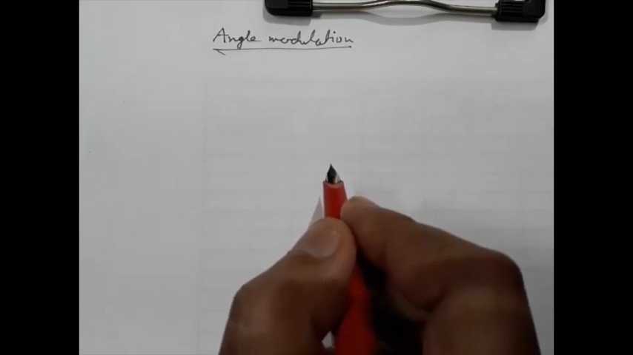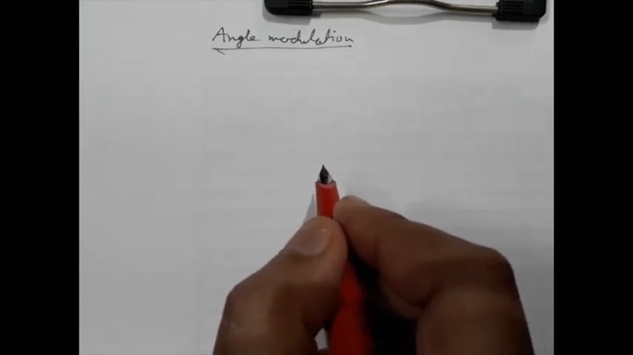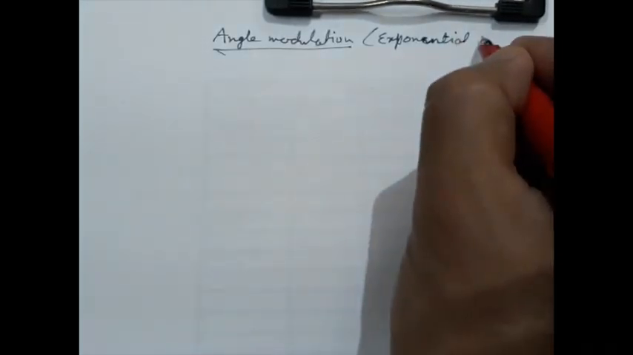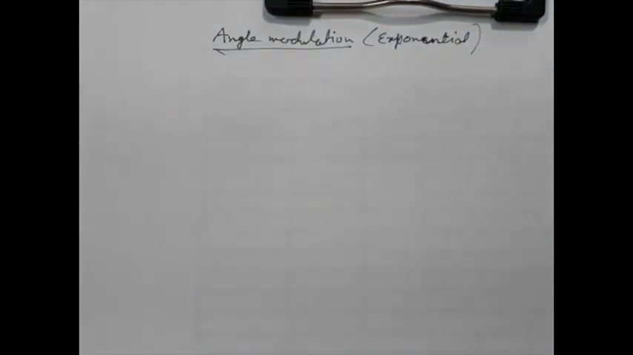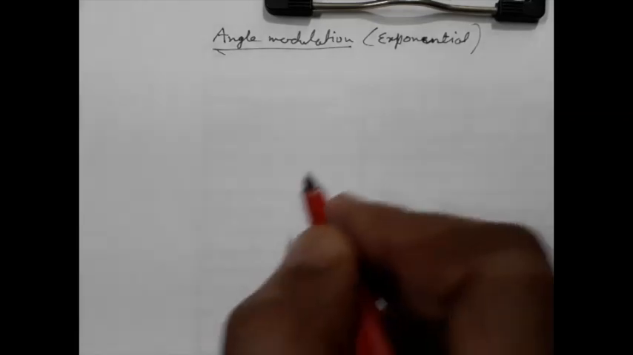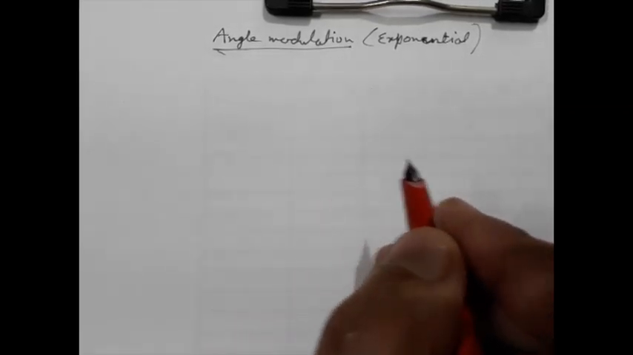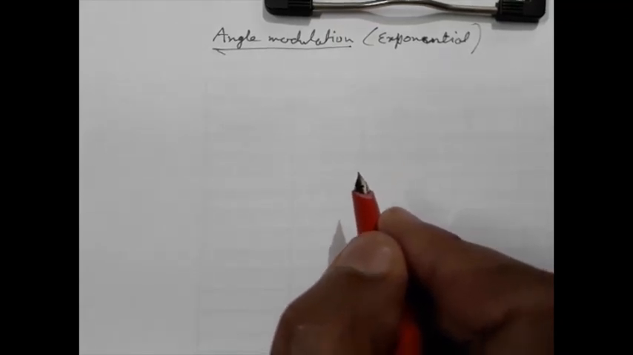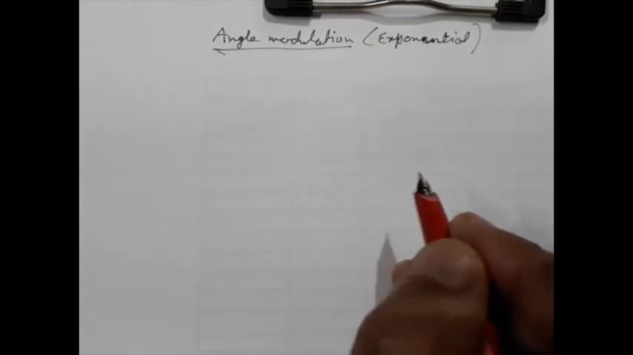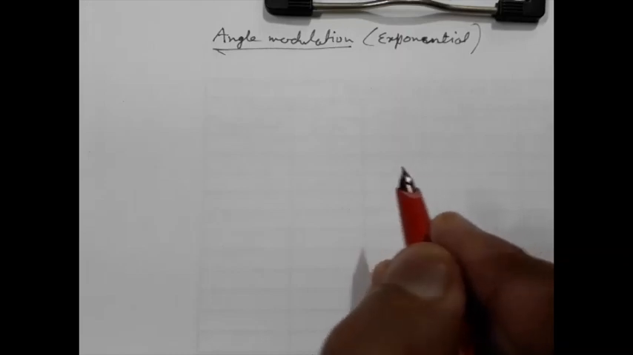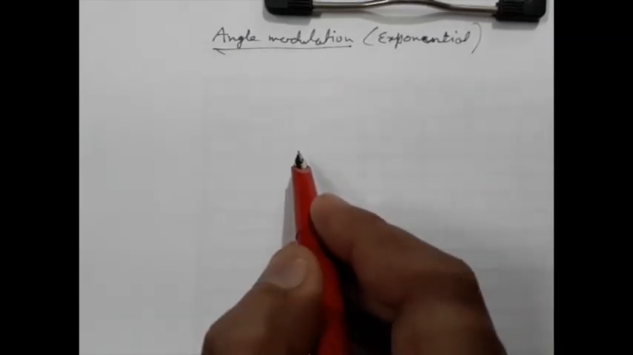Because of this larger bandwidth requirement, angle modulation is also called exponential modulation. This exponential modulation inherently provides increased signal to noise ratio without increased transmitted power. So that's the biggest advantage of this angle modulation.